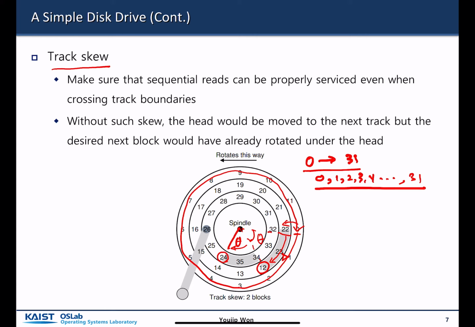So if we do not introduce track skew, then we have to lose one rotation to find the starting sector of the next track. So we introduce a track skew of this amount, so that when you switch the track, the desired sector is just underneath your head. That's track skew.